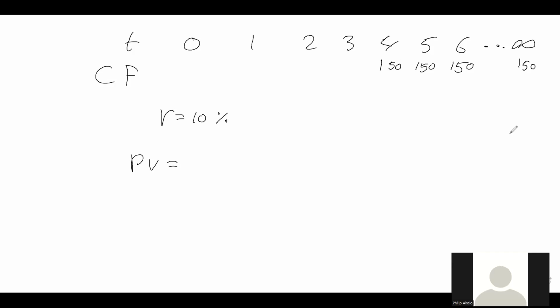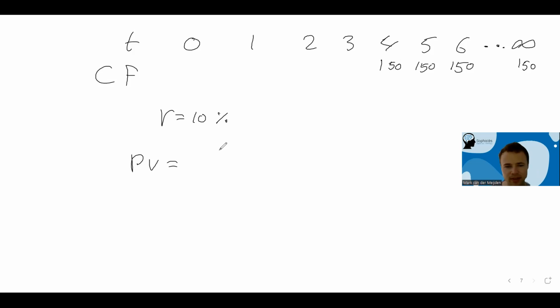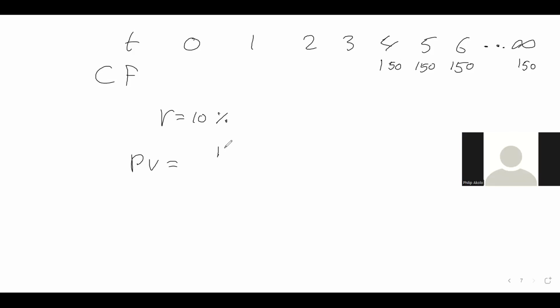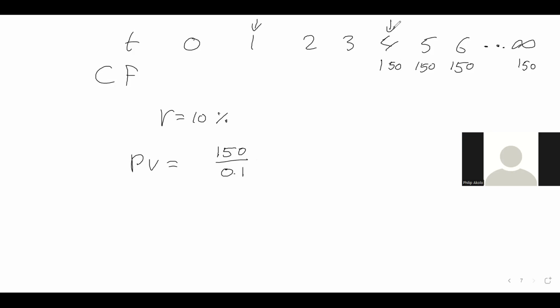We use the formula for perpetuity without growth rate. Yes, very good. So it's 150 divided by 0.1. But that's assuming that your first cash flow would be in year 1, right? But that's not the case. Your first cash flow is in year 4. So what should you do?